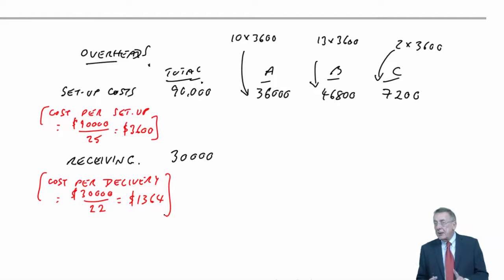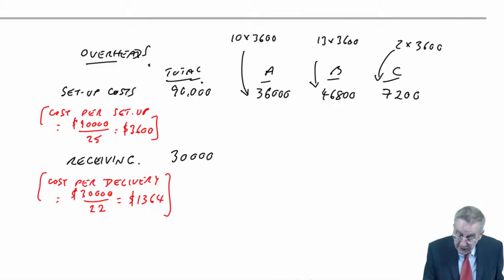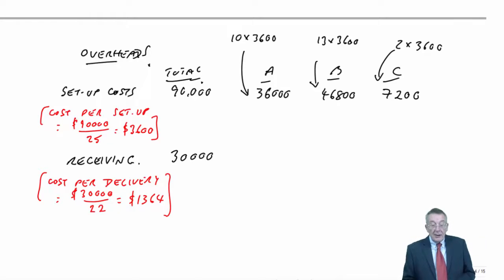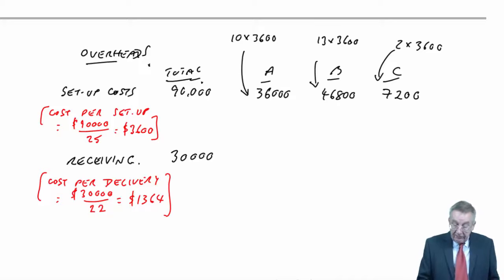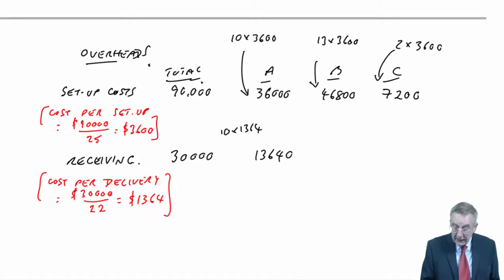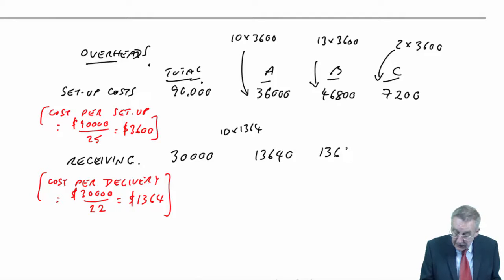Now, I've rounded there. Some people get upset about the rounding, and I'll come back to that in a second. But if I do leave it as 1,364, then I'll show workings. Product A, 10 deliveries at 1,364 is 13,640 to A. Similarly, B, 13,640. C has 2 deliveries at 1,364, which is 2,728.